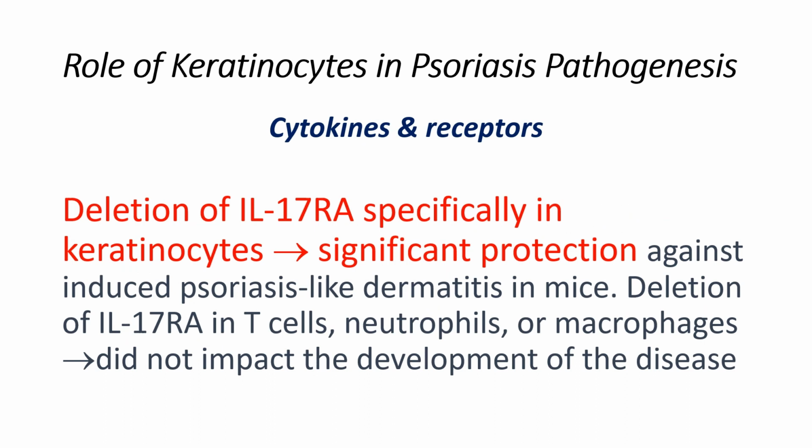They found that the deletion of interleukin 17 receptor A specifically in keratinocytes led to significant protection against induced psoriasis-like dermatitis in mice. On the other hand, the deletion of interleukin 17 receptor A on T cells, neutrophils, or macrophages did not show any notable impact on the development of the disease. Therefore, it can be concluded that keratinocytes serve as the primary target of interleukin 17 in psoriasis.